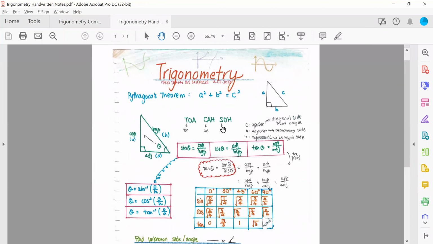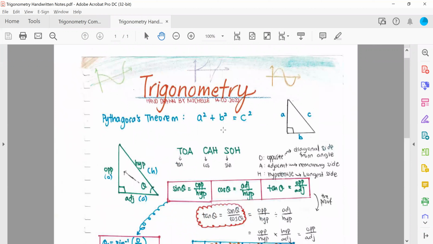Okay, so I will first go through the trigonometry notes. First, Pythagoras theorem applies in this way: a squared plus b squared is equal to c squared. So c squared refers to the hypotenuse, which is the longest side, and the other two sides, which are the sides that touch the right angle, are a and b respectively.